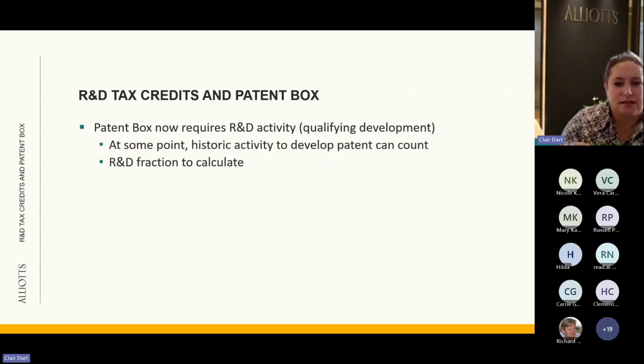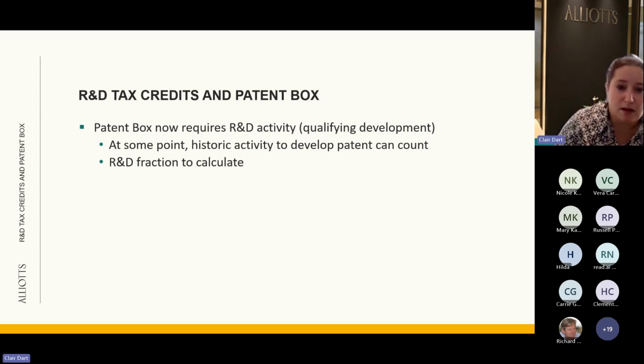The activity doesn't have to take place every year, though. It might be the company, say, does some activity, makes an invention, then patents it, but then uses that patent for the next 20 years without doing any more R&D. It's still eligible for patent box throughout that period because of that historic activity.